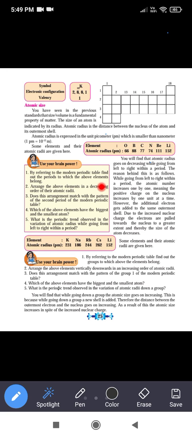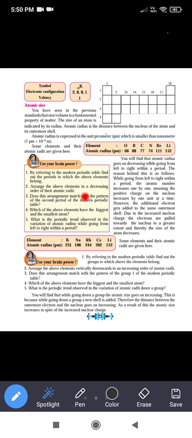Okay, now to find out to which period they belong, we have to write down the electronic configurations of these elements. And if the filling of electrons takes place only in two shells, then this element belongs to the second period. Arrange the above elements in decreasing order of their atomic radii.